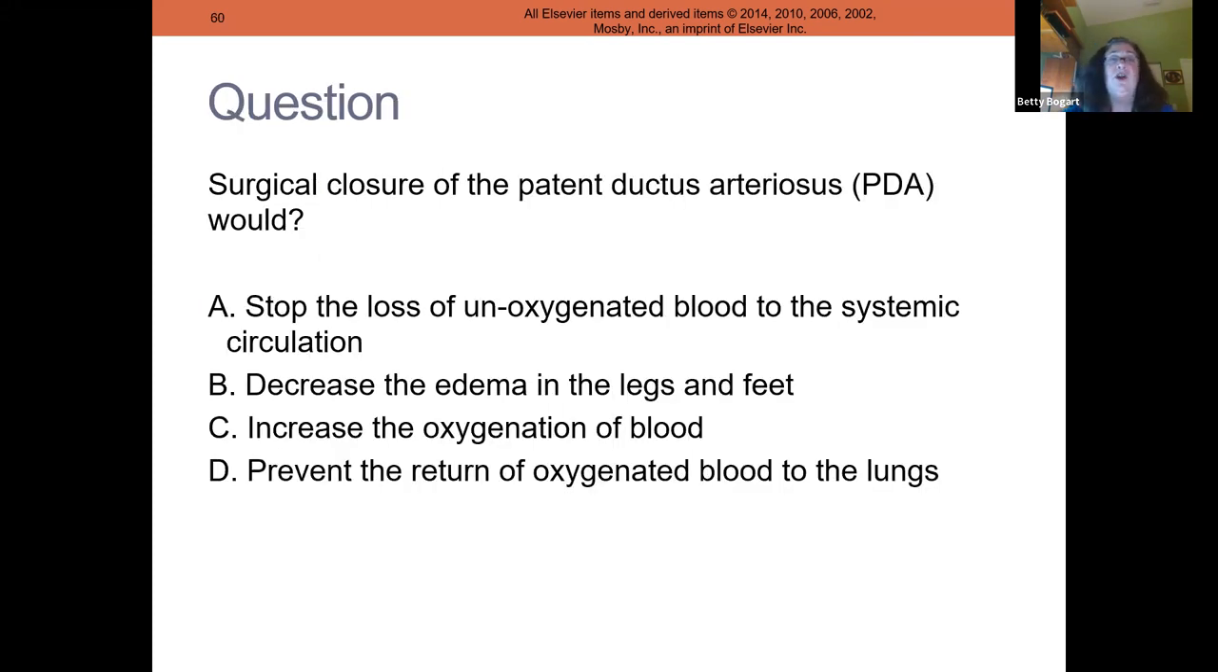Okay. Surgical closure of the PDA would do what? Well, PDA does what? It oxygenates, right? It oxygenates from the lungs to the aorta. So if we clamp that off and close it, it's going to prevent any blood from going back. Prevents return of oxygenated blood to the lungs. Makes sense.